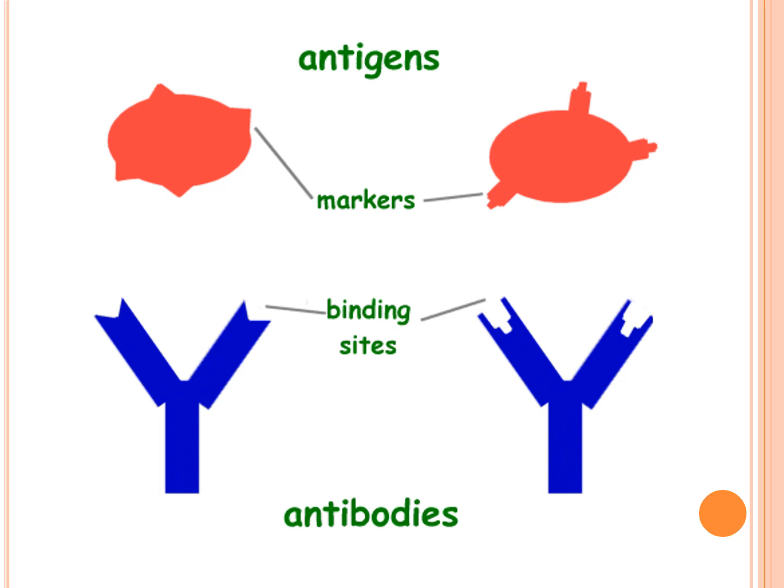Similarly, if you see on the right hand side, the cell has an antigen that is present on the surface. The same shape of the marker is present on the antibody that you see on the right. And because of this, the antibody can attach onto the surface. The antibody will be able to bind to the antigen only if the shape of the binding site matches with the shape of the antigen. Okay, now depending upon the antigen and the antibody, we will learn about blood groups.